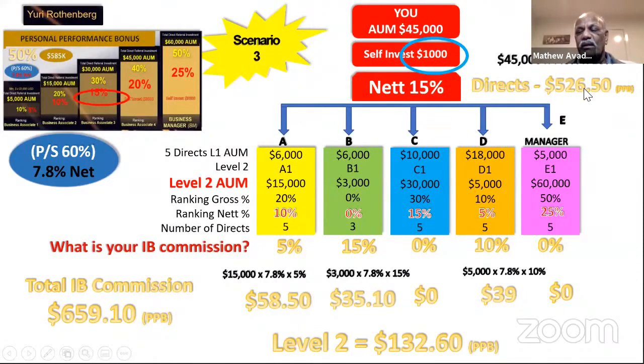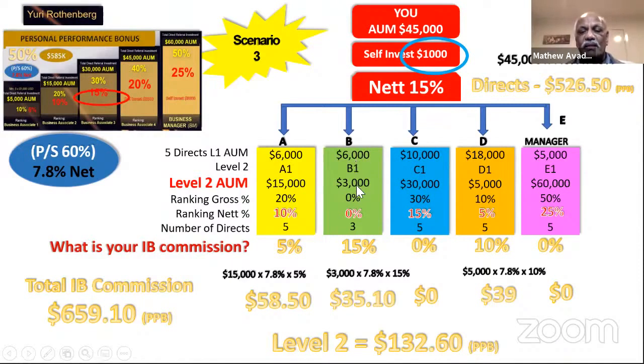Okay, so you'll now get $526 plus. Now, if you look at level 2, you got A1. They still have 15,000 qualified as a QIB, but they are getting 10%. So you are 15% now, so you get the balance 5%. That means 15,000 times 7.8 times 5, you'll get an extra $58 from his clients because your percentage is higher than his. And the same thing applies to B1.